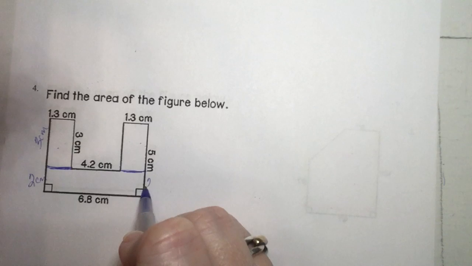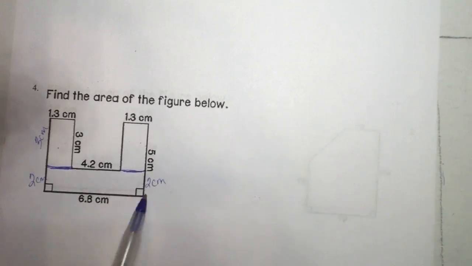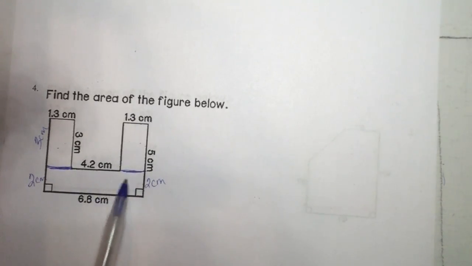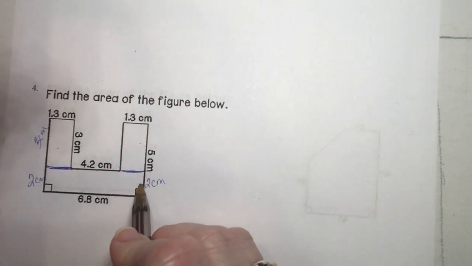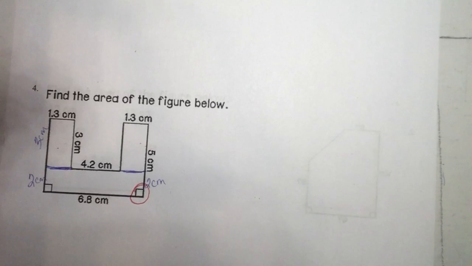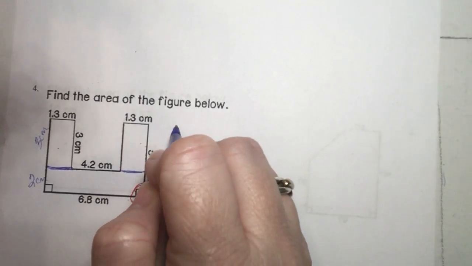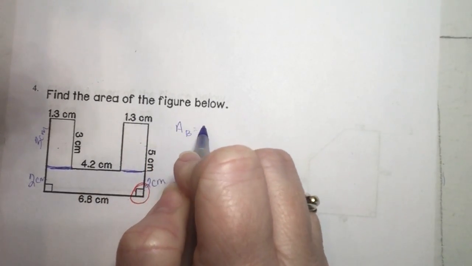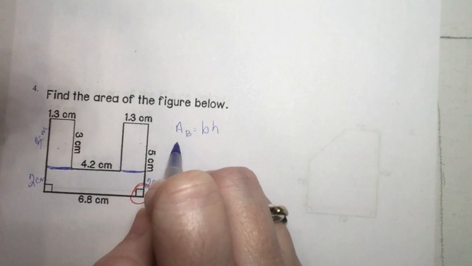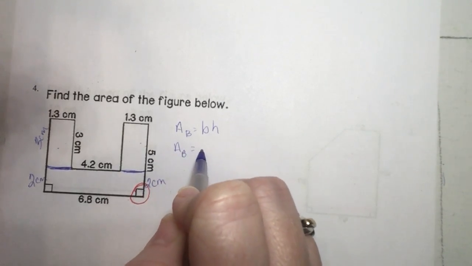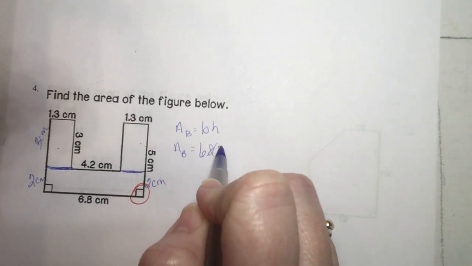So I'm going to put that here too, so when I go to find the area of the rectangle at the bottom, I won't get confused. In fact, just to make sure I don't get confused, I'm going to go ahead and do this one first. So I'm going to circle my right angle. Let's see, I have a 6.8 and a 2. So the area of the bottom rectangle is going to be base times height, which is going to be 6.8 times 2.